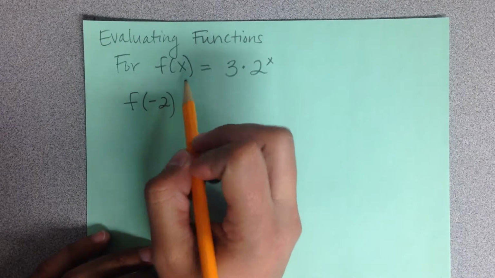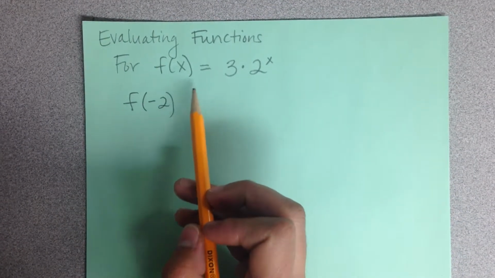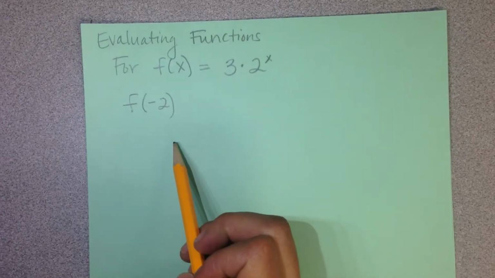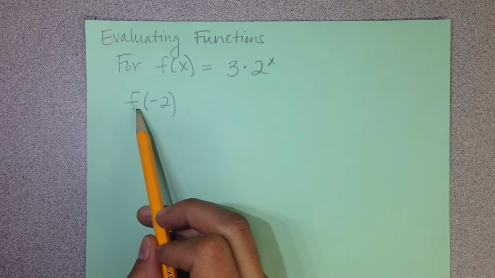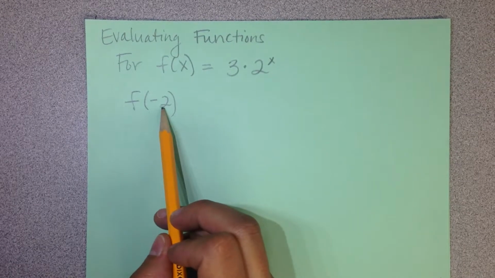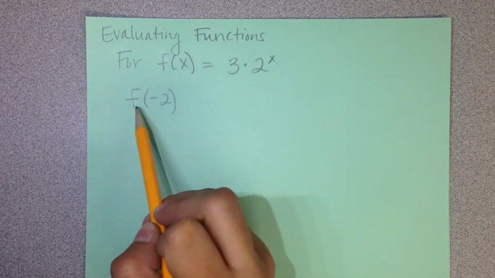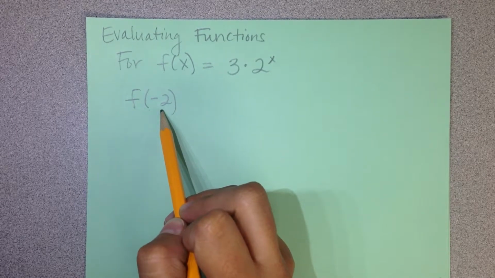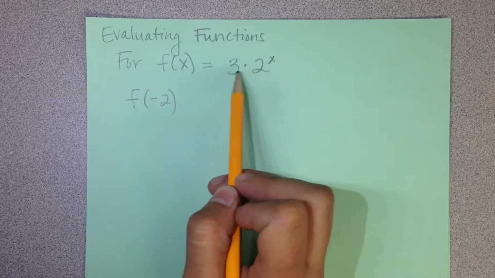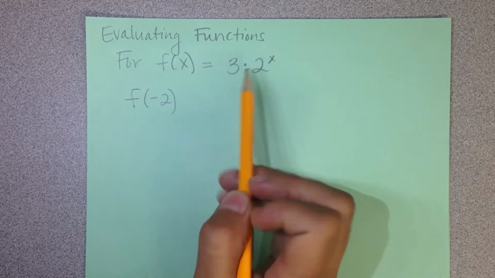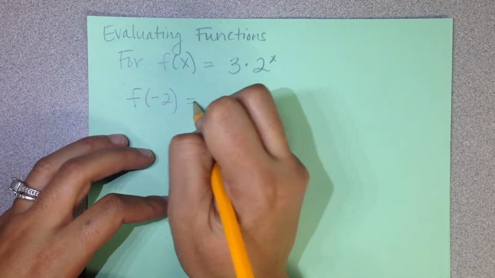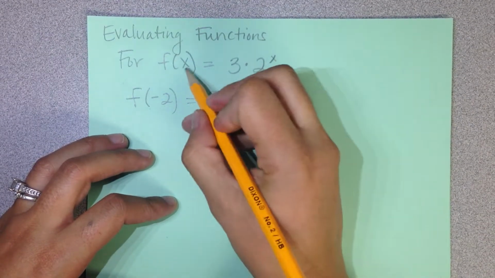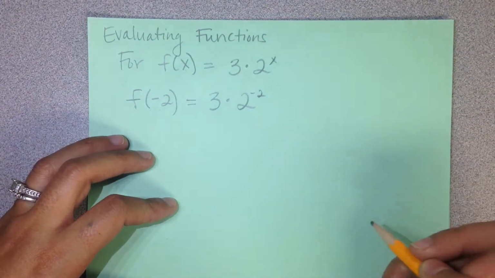So if you look up here, it says f of x equals, right? Well, down below, it says f of negative 2. So here it says f of x, here it says f of negative 2. So you think about it, it was x, but what changed to negative 2? Well, x did. So we have to change all of our x's in our equation to negative 2. So f of negative 2 equals our equation 3 times 2 to the power of x, but x is now negative 2, so we plug that in.